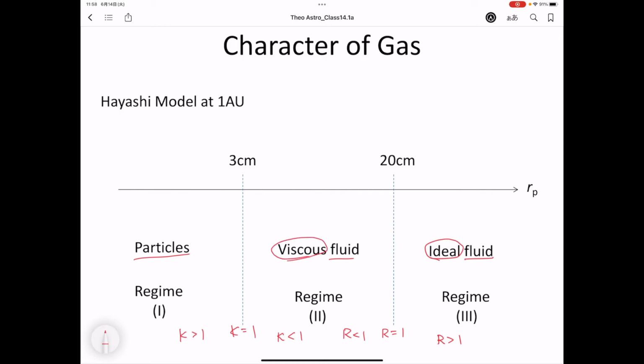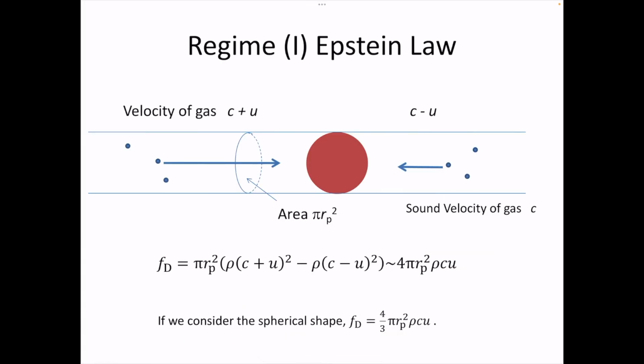So depending on the size of the solid particles, we have to use different gas drag laws, because the gas behaves sometimes like particles, sometimes like a viscous fluid, sometimes like an ideal fluid. At first, we would like to consider regime 1, the Epstein law. In this case, the gas behaves like particles.